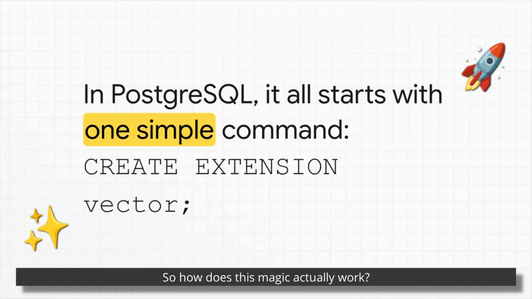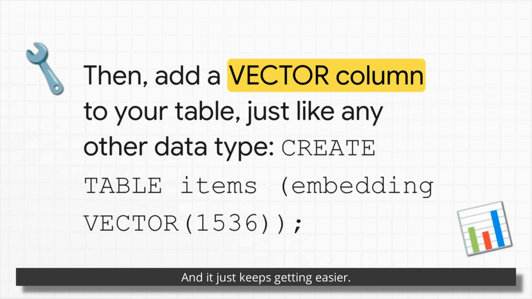So how does this magic actually work? Well, if you're using Postgres, honestly, it's shockingly simple. It's literally one command: create extension vector. Boom, that's it. You're done. You have just given your Postgres database vector search capabilities. And it just keeps getting easier.